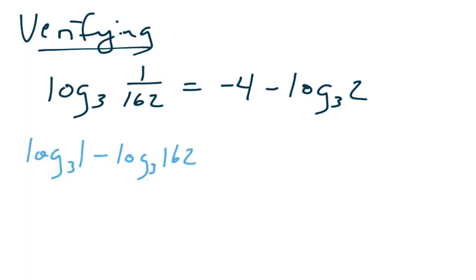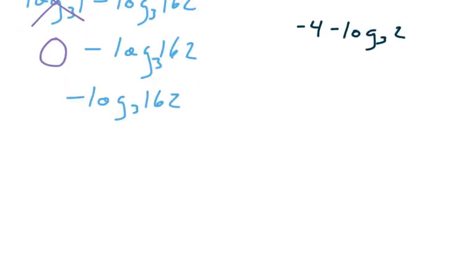Now, I think a great first step would be to take the fraction and make it subtraction. Next, we want to be able to recognize that the log of 1, that's always 0. That's a really nifty fact to remember. So now we're really just left with negative log base 3 of 162.